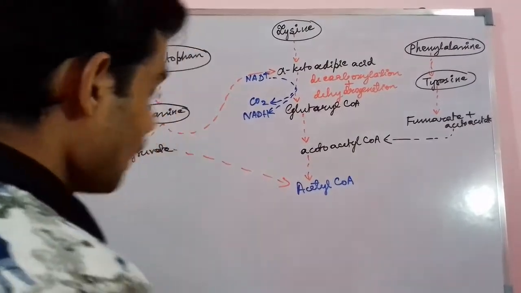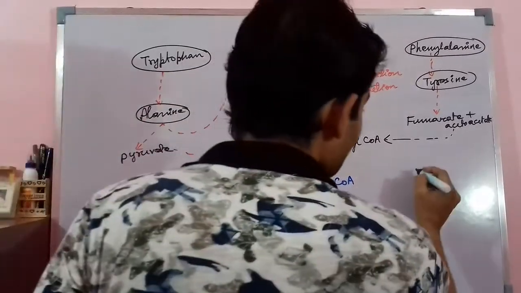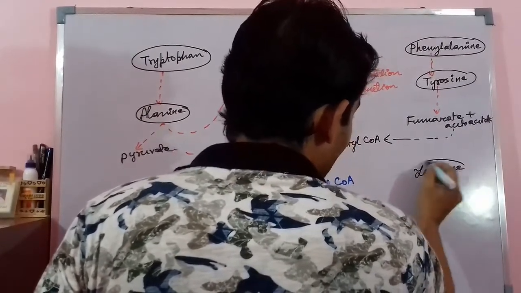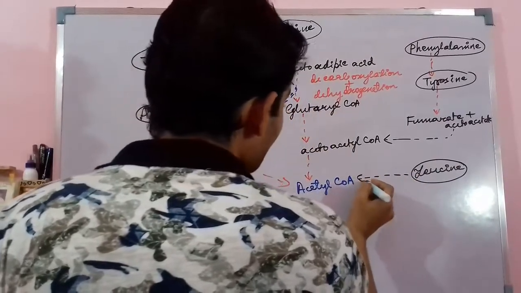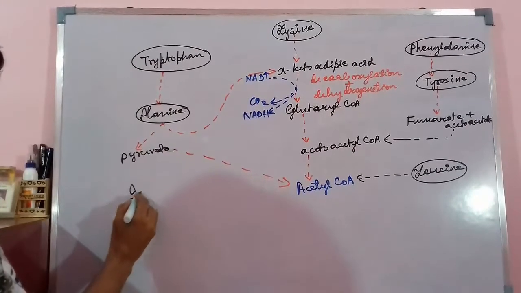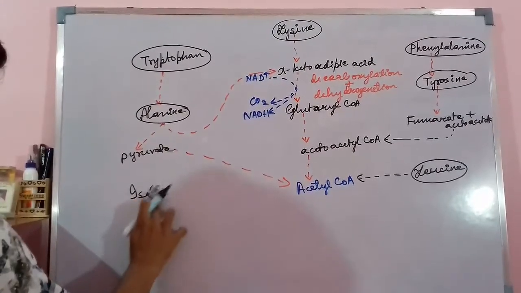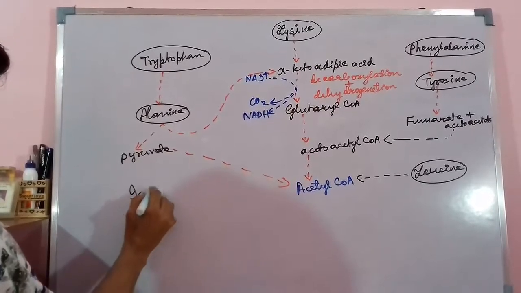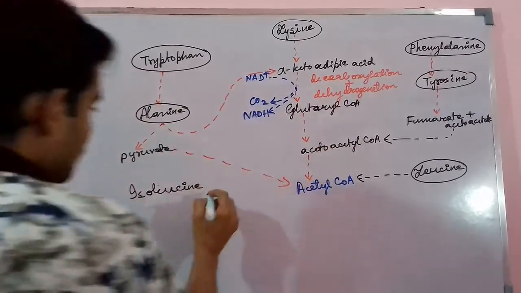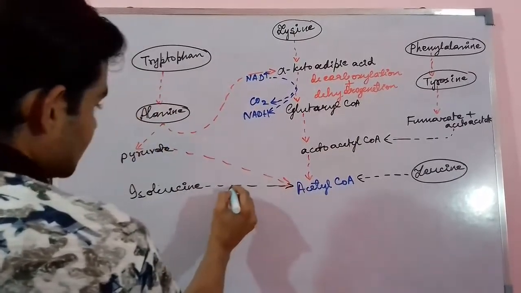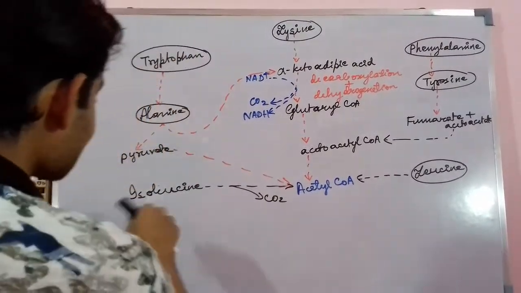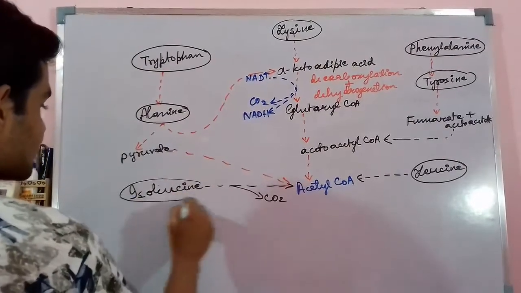Now this pyruvate molecule also gets converted to acetyl-CoA. Sorry. On the other hand, another amino acid called leucine also gets converted to acetyl-CoA, and isoleucine, through the process of decarboxylation, or CO2 removal, directly gets converted to acetyl-CoA.